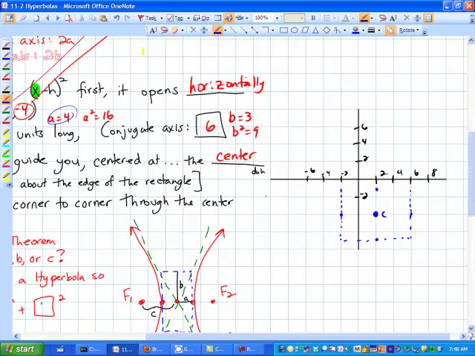Unfortunately, I don't have fantastic purple ink on this particular program, so I'm just going to draw the asymptotes in, going from corner to corner through the center. Okay, so those are my bounding asymptotes.